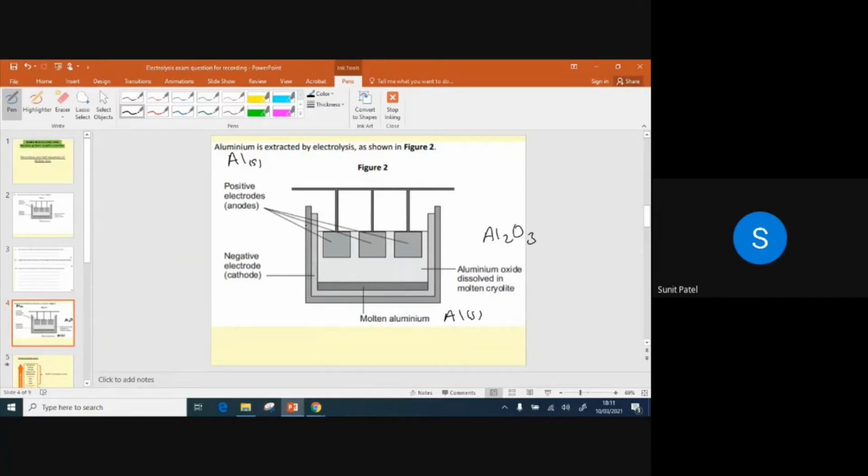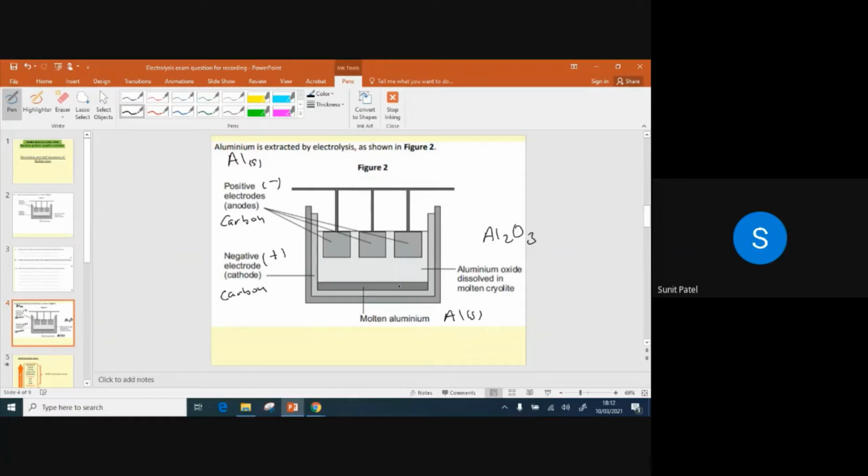We've got a positive electrode called an anode. Now these are made out of carbon or graphite, and we've got a negative electrode also made out of carbon, or more commonly graphite. So we've got positive and negative ends. Of course, the positive electrode will attract the negative charge, and the negative electrode will attract a positive charge.